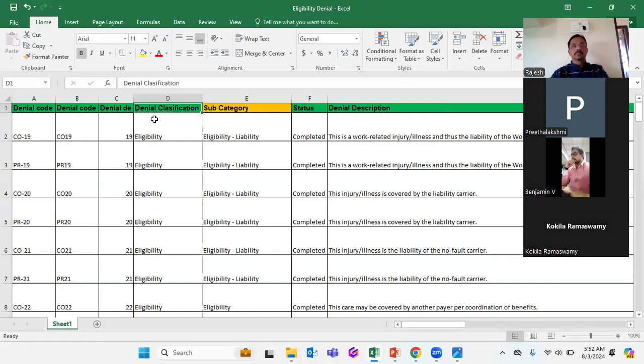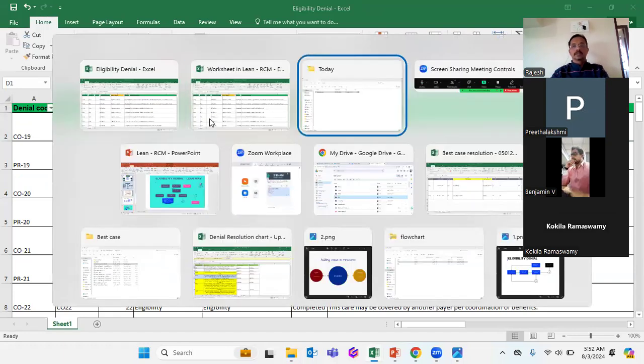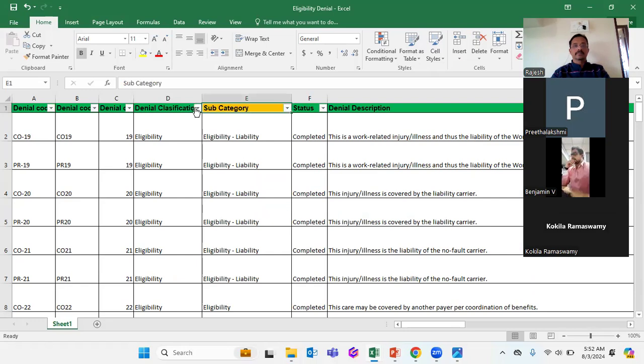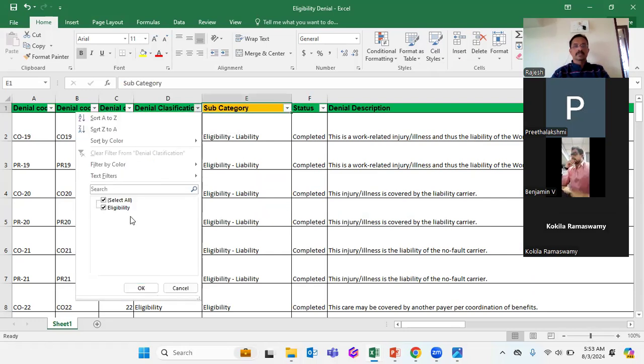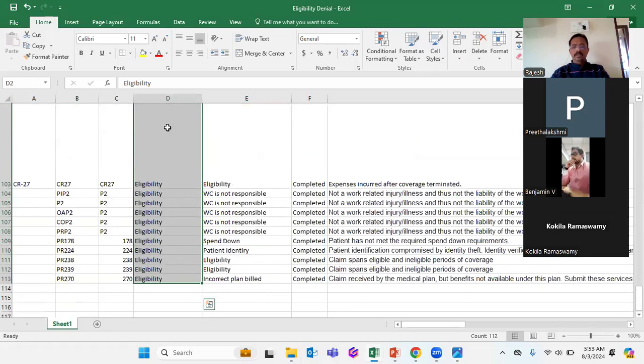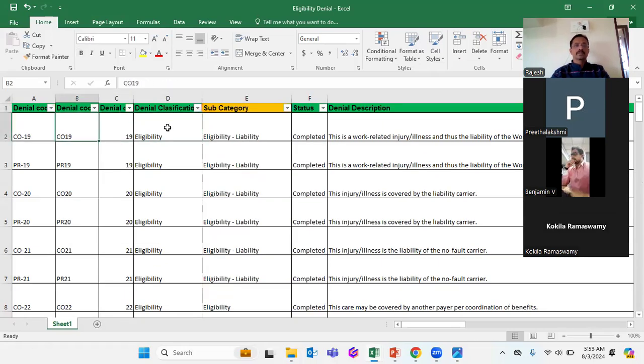Okay, so this is the Excel I'm talking about. Are you able to see my PPT here? In the PPT, I embedded this Excel. That Excel I'm opening and discussing. So this is what we discussed. These are all eligibility related. Overall, we have around 112, but there is a lot of duplication. For example, 19, CO19, OA19, PR19, like that, there will be duplication. So the number will not be exactly right. You can go and confirm.